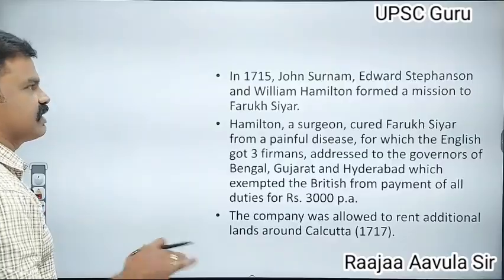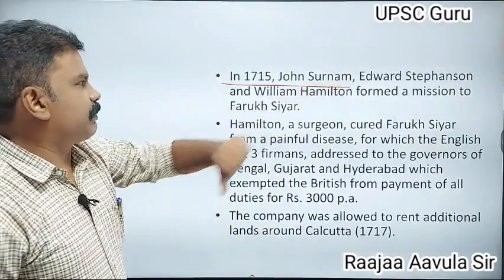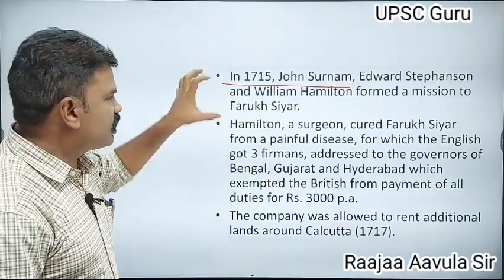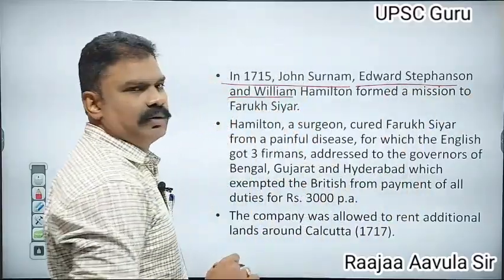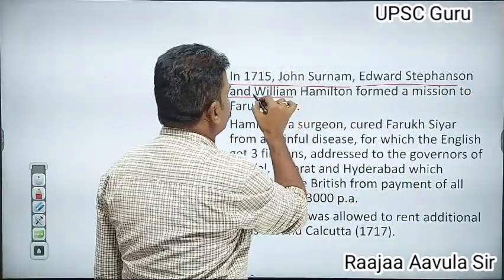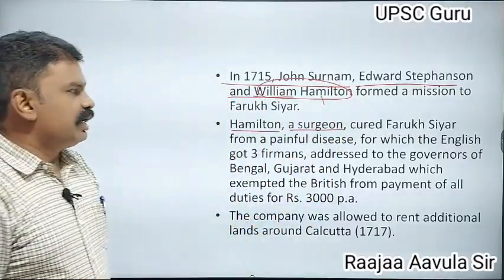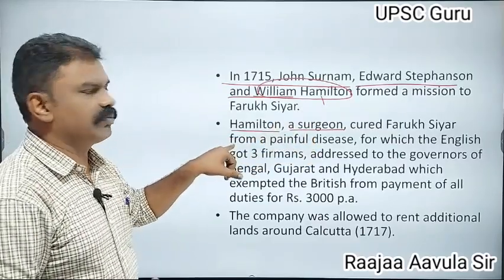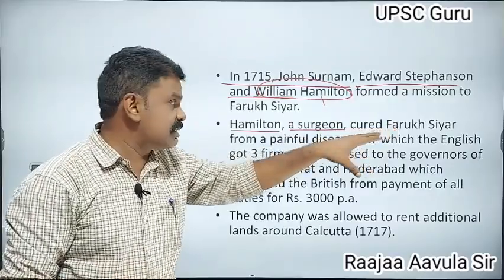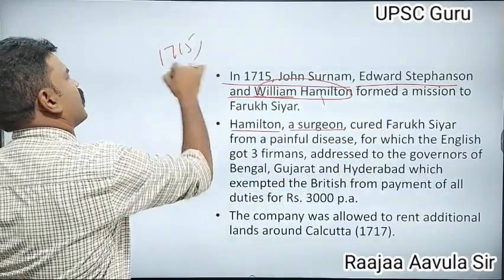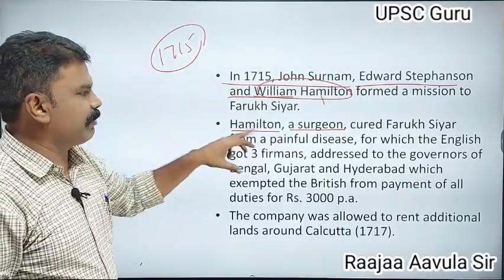After this, in 1715, John Surman, Edward Stephenson and William Hamilton formed a mission. Of these three, William Hamilton was a surgeon. He cured Farrukhsiyar, who was suffering from a disease by this time, 1715. The disease was cured by Hamilton.